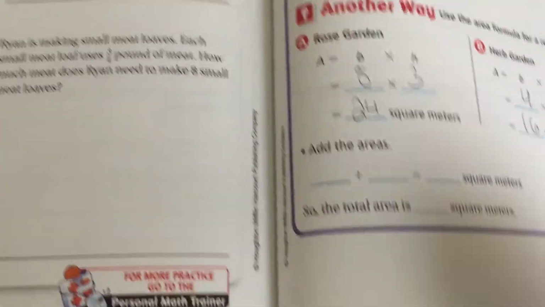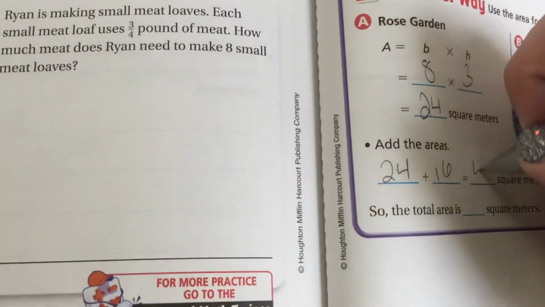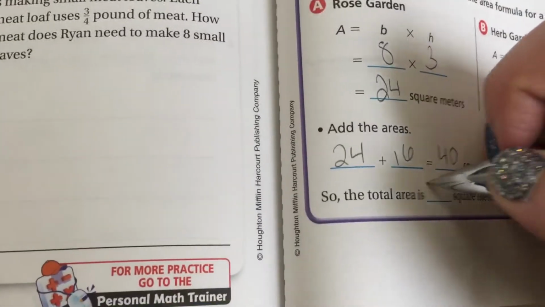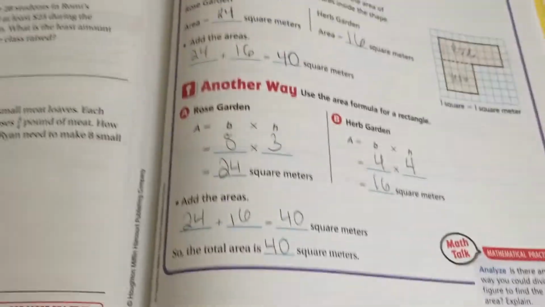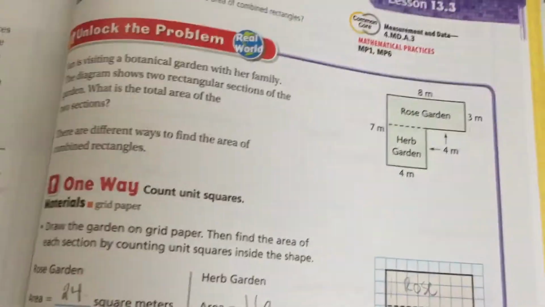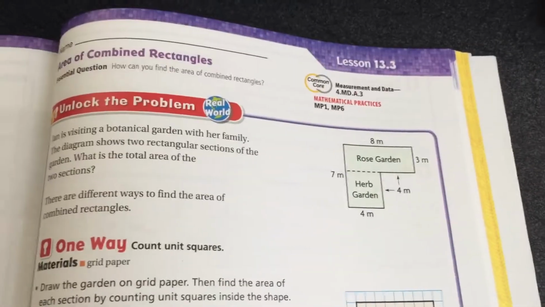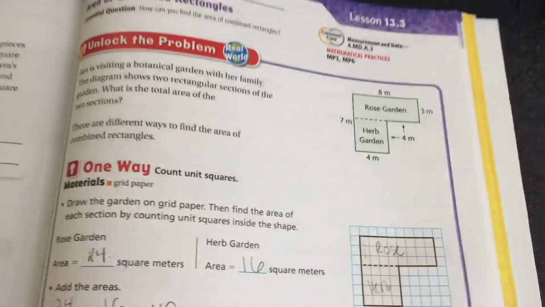So we add those areas up. 24 plus 16 is still 40. So the total area is 40 square meters. So to find the area of this entire garden, both sections combined, we chopped it up into 2 different gardens, found each area, and then combined them back together.